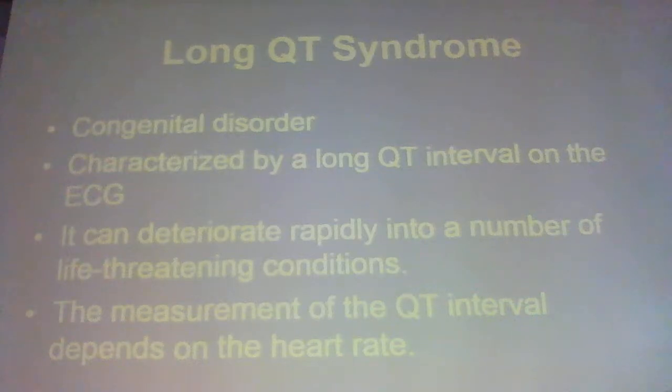All right, we talked about long QT syndrome. It can be a congenital problem. It can deteriorate rapidly into life-threatening conditions. Measurement, again, depends on the heart rate. So the slower it is, the longer it is. That's why bradycardia, like from beta blocker overdoses and stuff like that, prolongs your QT and sets them up for torsades.